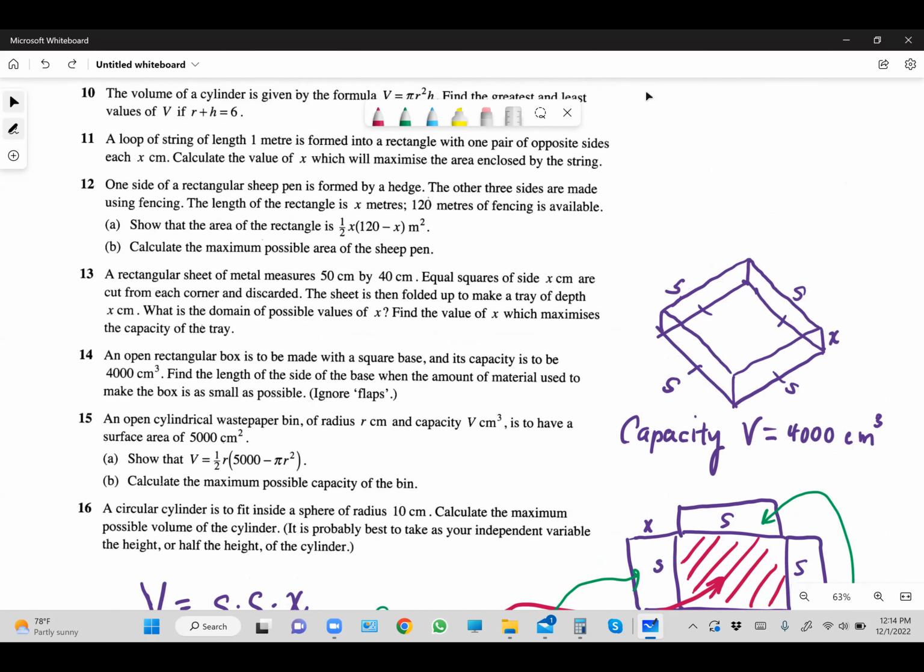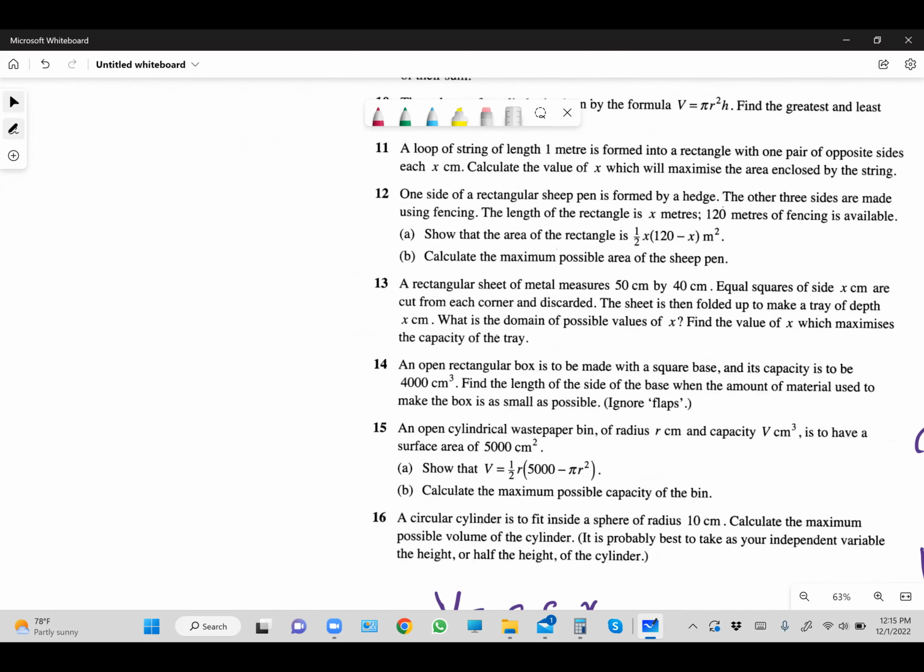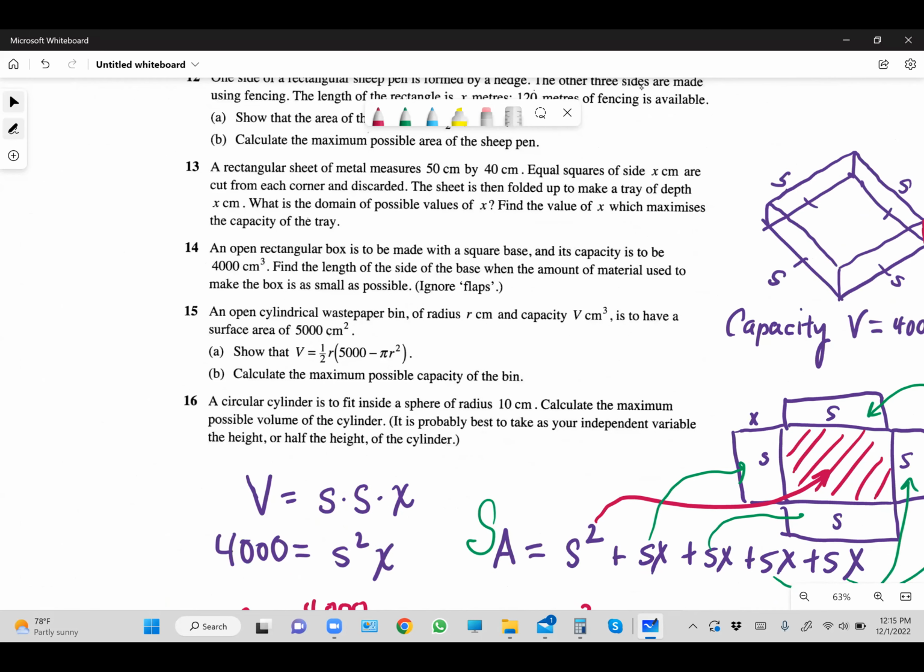We have a box. Its volume is limited to 4,000 centimeters cubed. So what I did is I drew the box. S times S is the area of the base, and I call the height X. In the question, it says an open rectangular box is made with a square base and its capacity is to be 4,000 centimeters cubed. So that's what I wrote here.